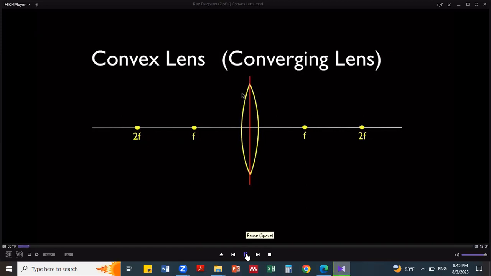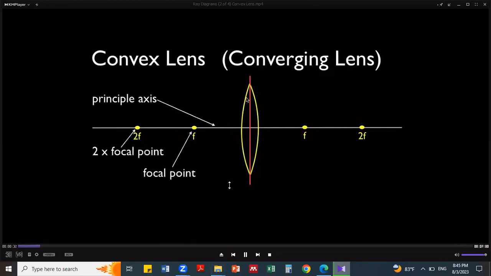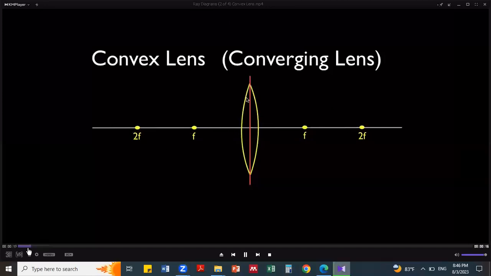Here we have our convex or our converging lens. And we have some parts of this diagram I think that we should just be aware of. One of them is the principal axis. This is this white line that runs horizontal through the center of the lens. Then we have our focal point, and we have the point we call 2F. And the focal point is at a distance of 1 focal length from the lens, and 2F is twice as far away.